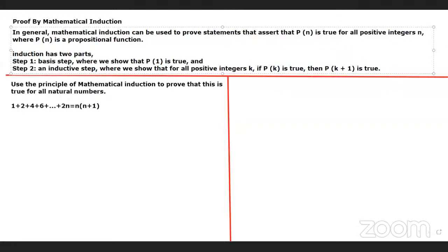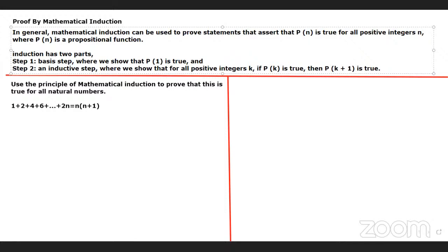Video on proof by mathematical induction. In this video, we will go through the process. First of all, proof by mathematical induction can be used to prove statements that assert that P of n is true for all positive integers n, where P of n is a propositional function. And there are two main steps involved in the proof by mathematical induction.